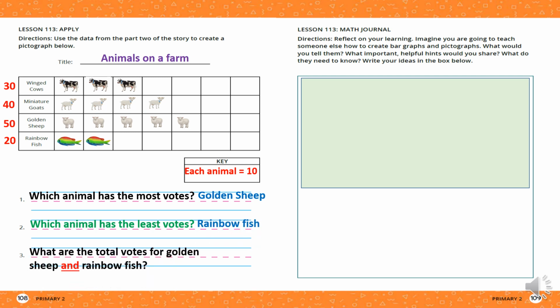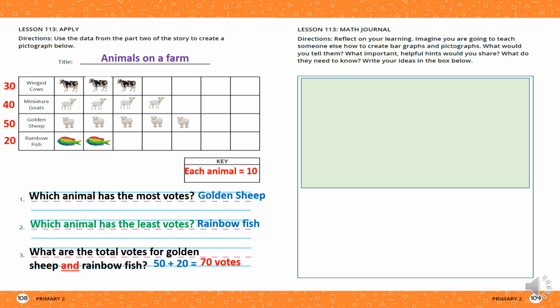The last question, what are the total votes for golden sheep and rainbow fish? Here we have the keyword and, so we'll write plus. Golden sheep 50 and rainbow fish 20. 50 plus 20 equals 70. Okay, so we will write 70 votes.